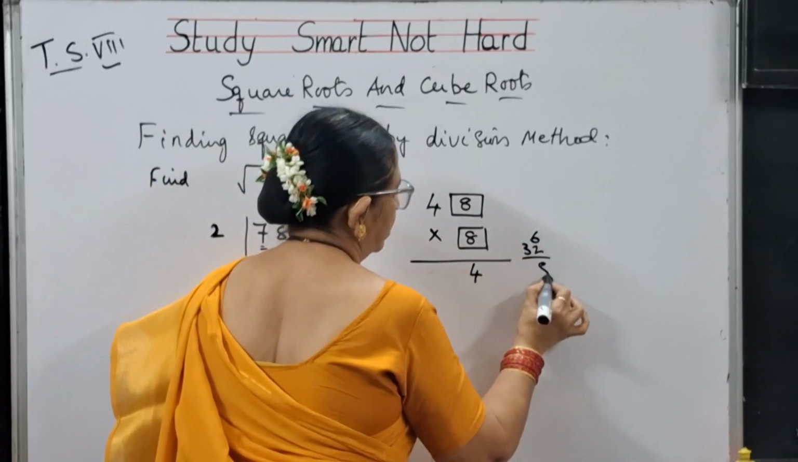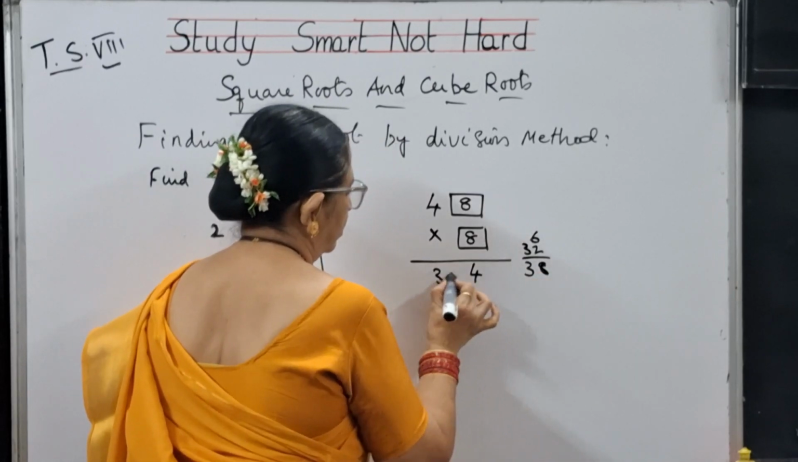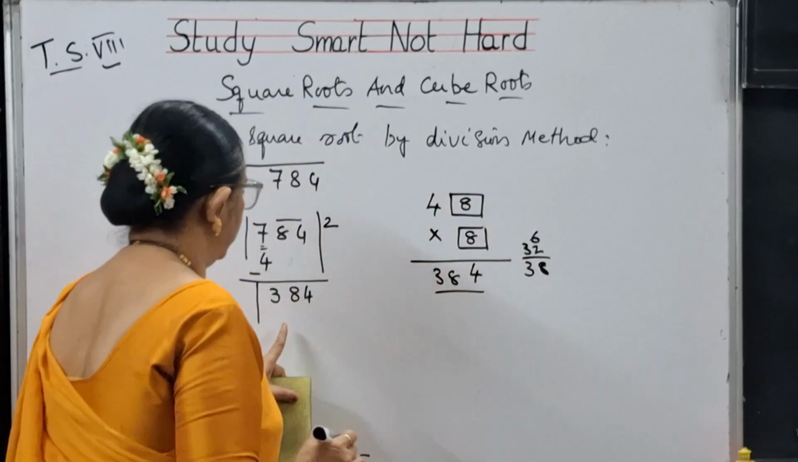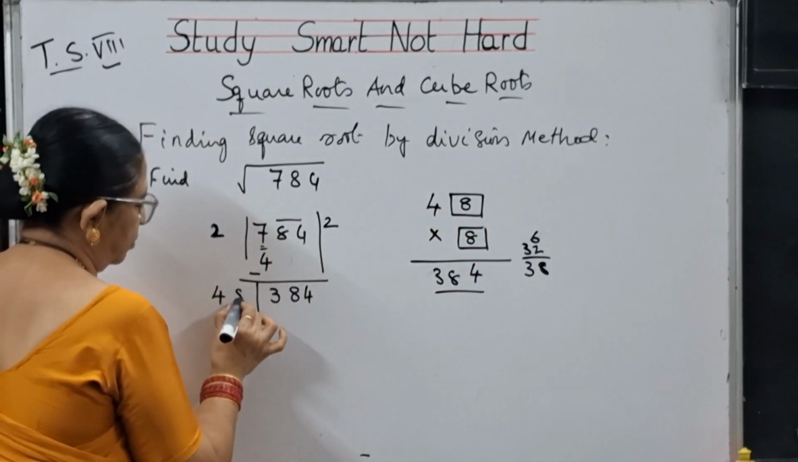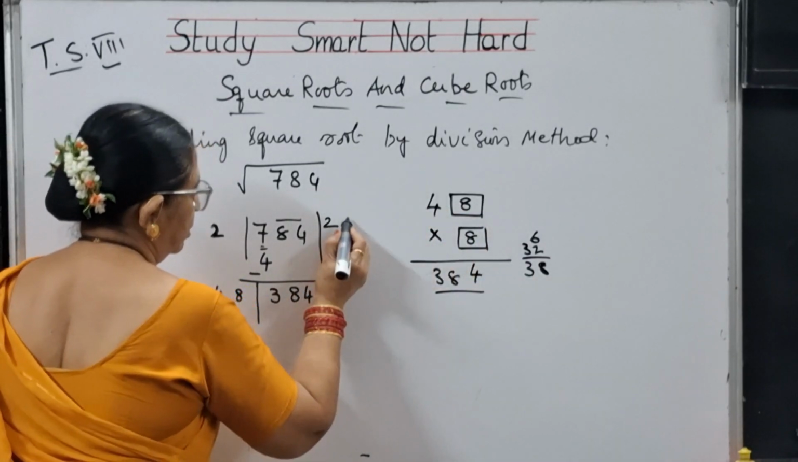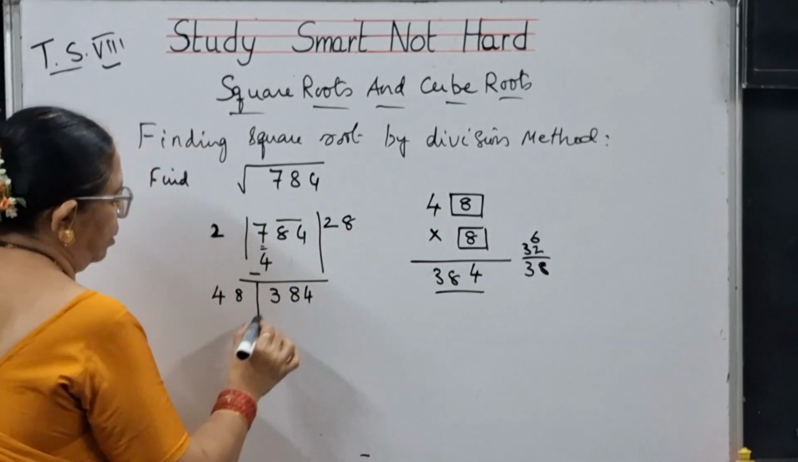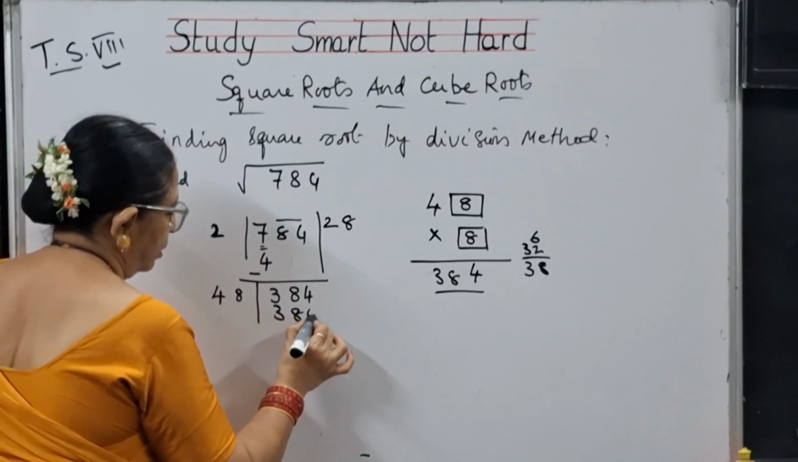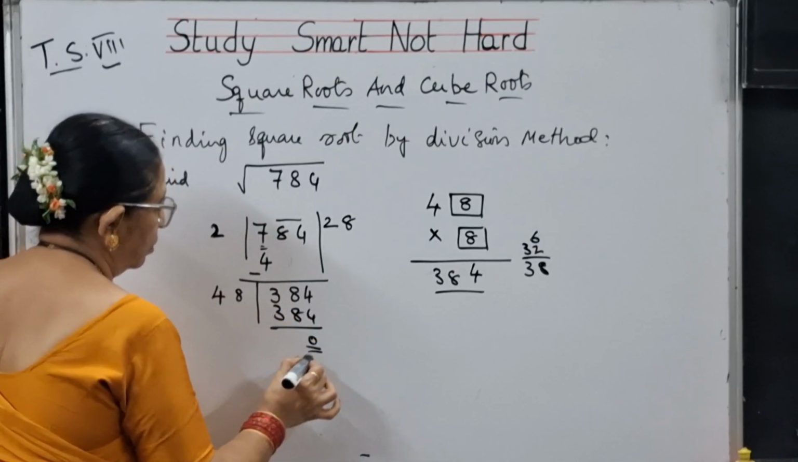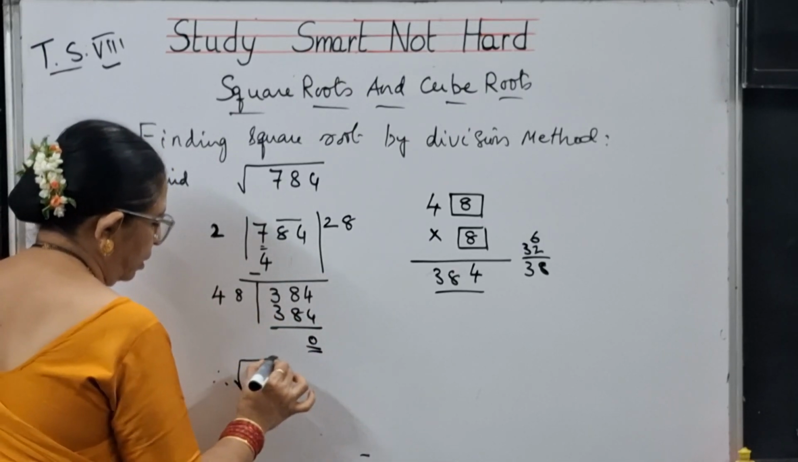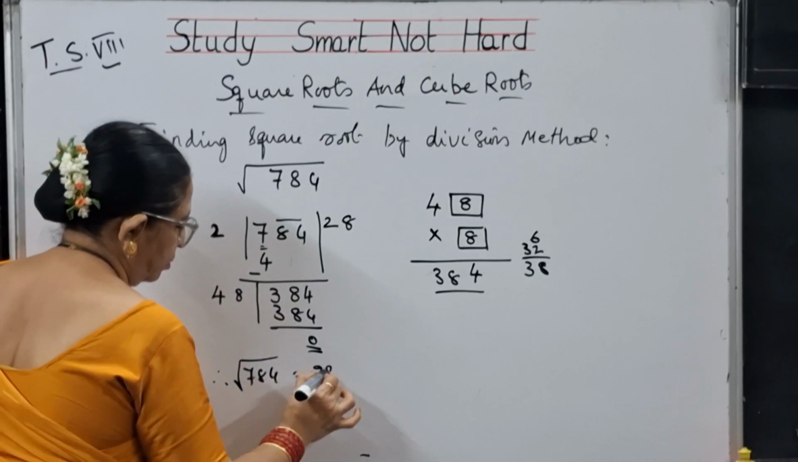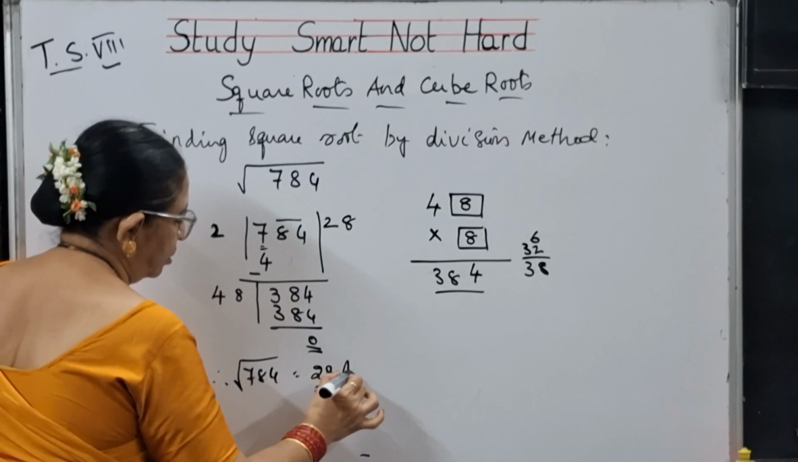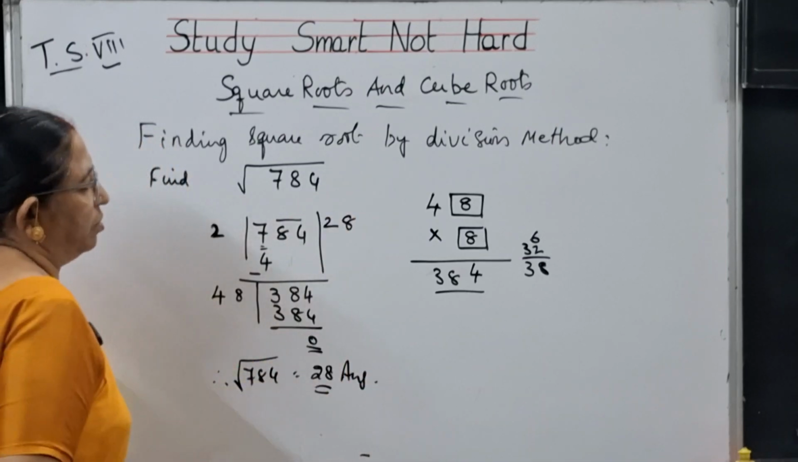So how much am I getting? 384. So children, I have got the same number. That means this 8 I should write it here, and this 8 I should write it here. 384 minus 384, so it is 0. So what are you getting? Root 784 is equal to 28 is the answer, children.